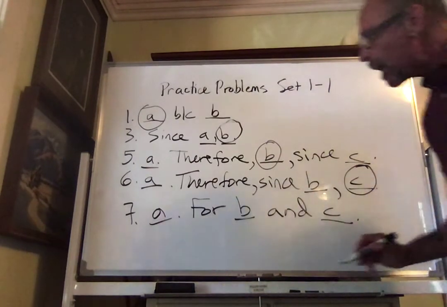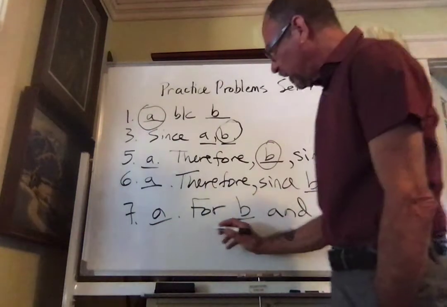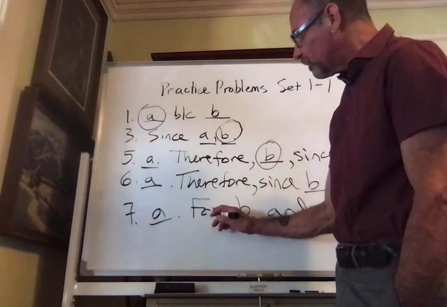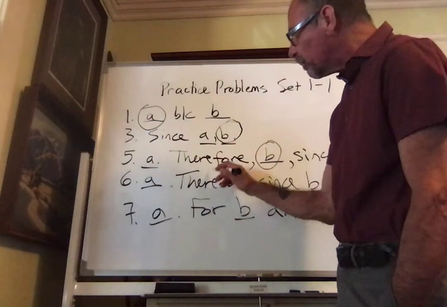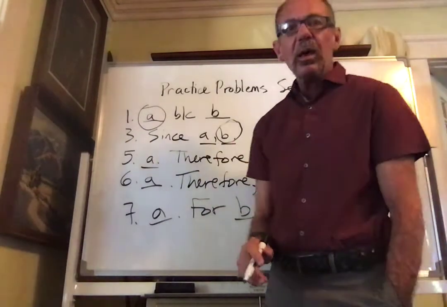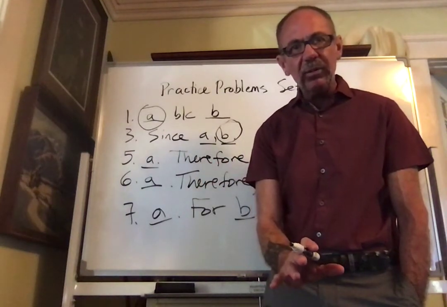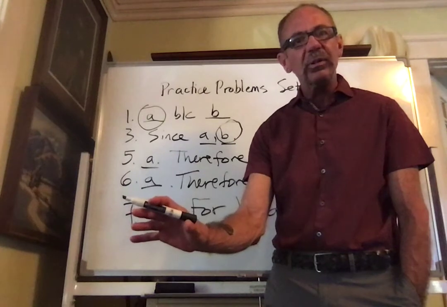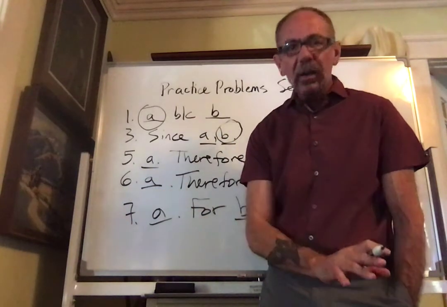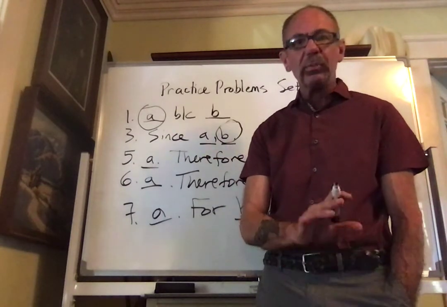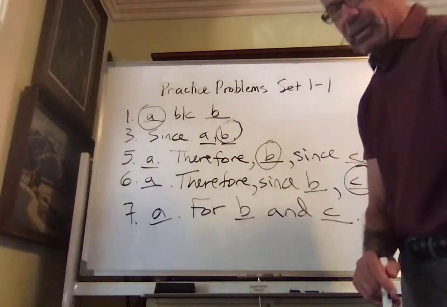In number 7, our keyword is the word "for." Now, it's very important that we keep the word "for" distinct from the word "therefore." Those do different things in terms of introducing parts of arguments. The word "therefore" introduces a conclusion. By contrast, the word "for" introduces a premise whenever it introduces any part of an argument.